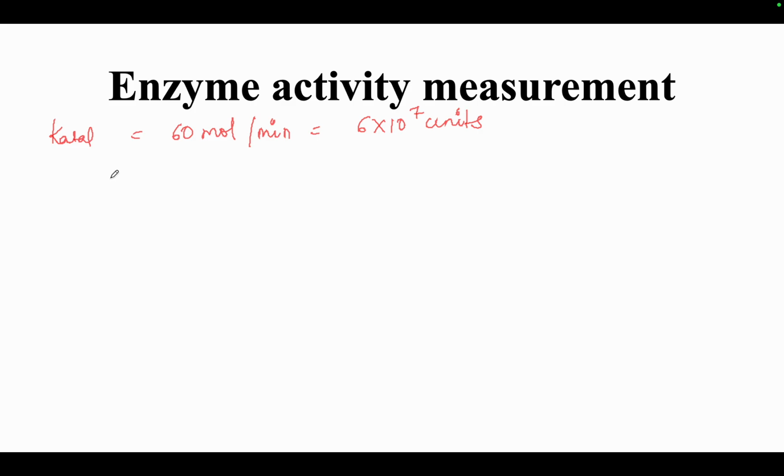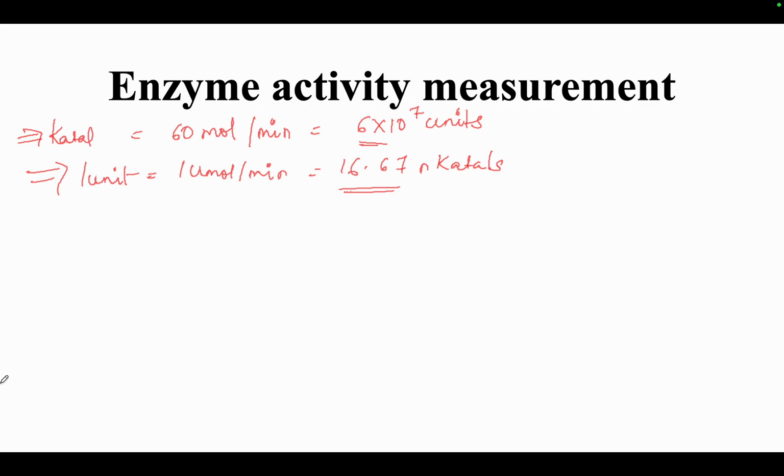Okay, so we can convert this also. 1 unit in terms of katal, we can write 1 unit is 1 micromole per minute, so it will become 16.67 nanokatals. So this is the conversion between units and katal. Many people use either katal or 1 unit.